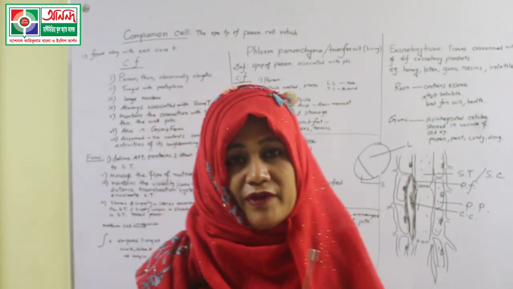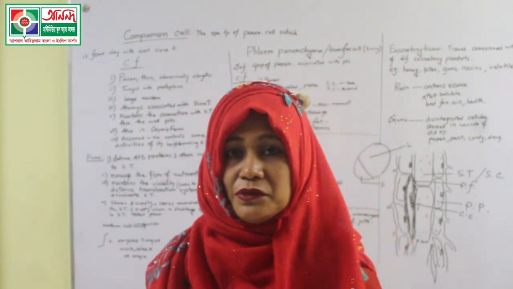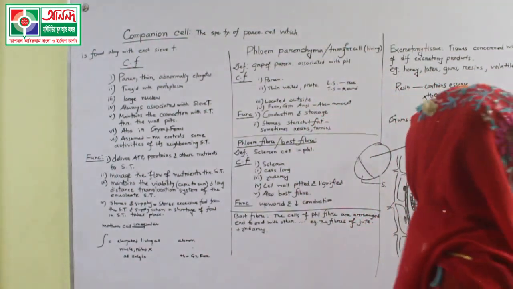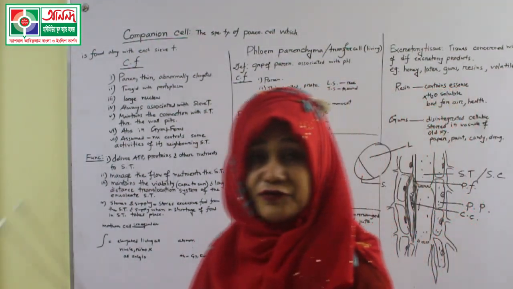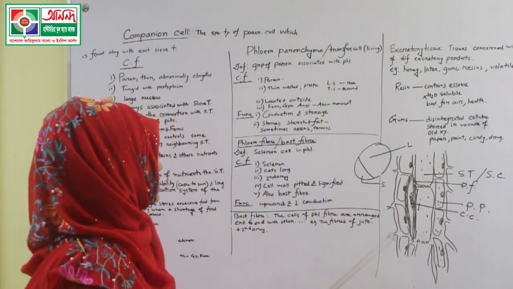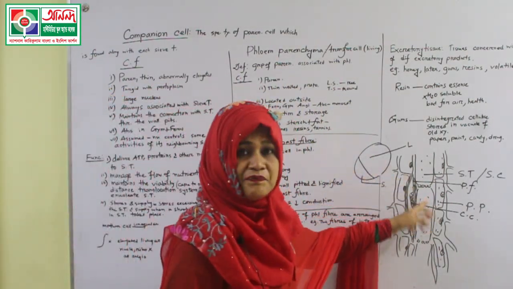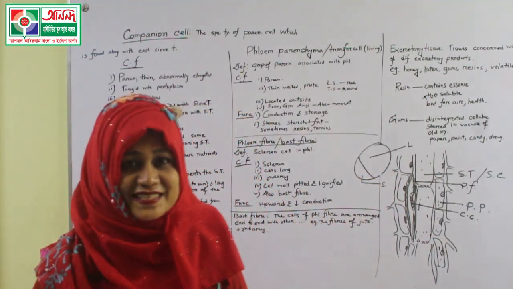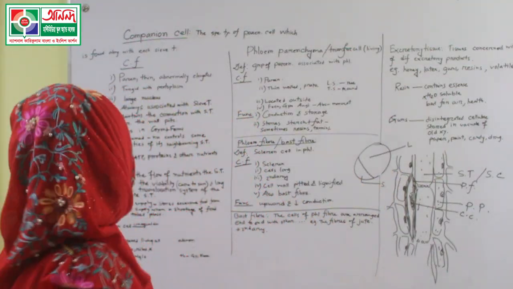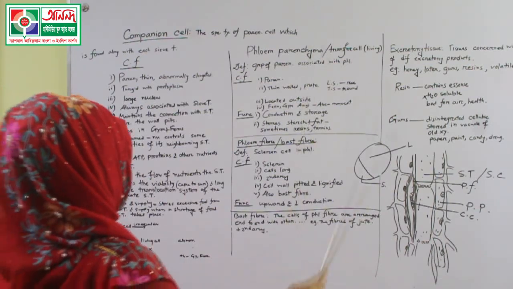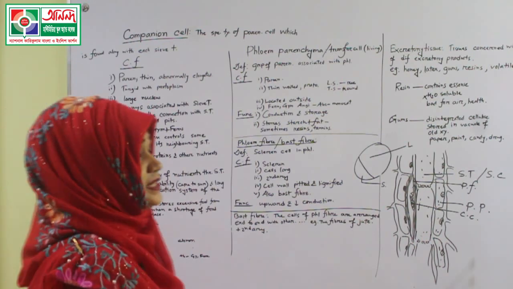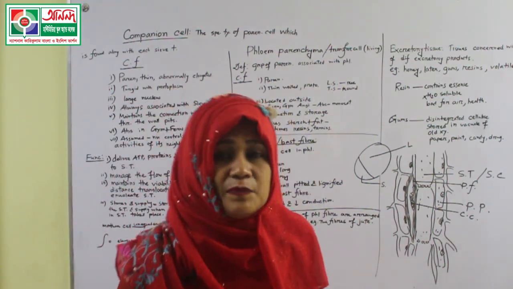Then how can you write if you don't know about the origin? What happens is there is an unequal division in the mother cell, and after this unequal division the larger cell gives rise to the sieve tube and the smaller one gives rise to the companion cell. So they are from the same origin. And the companion cell also has some functions, like they store and supply.